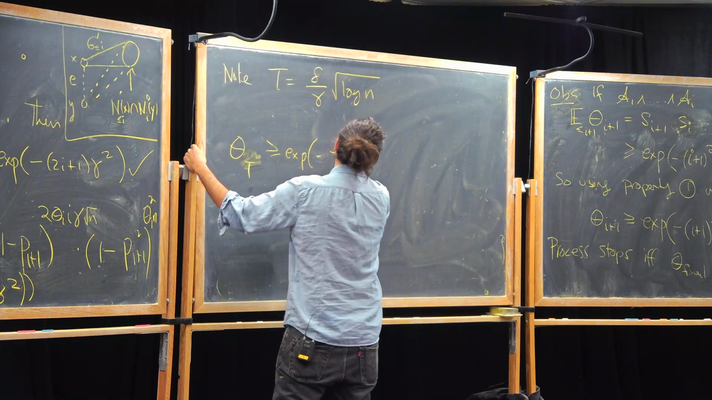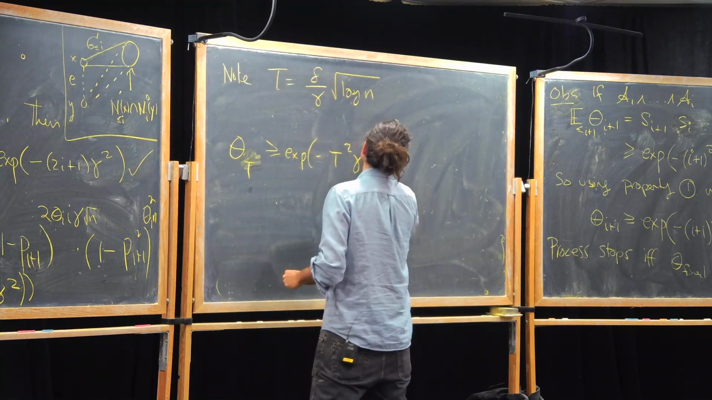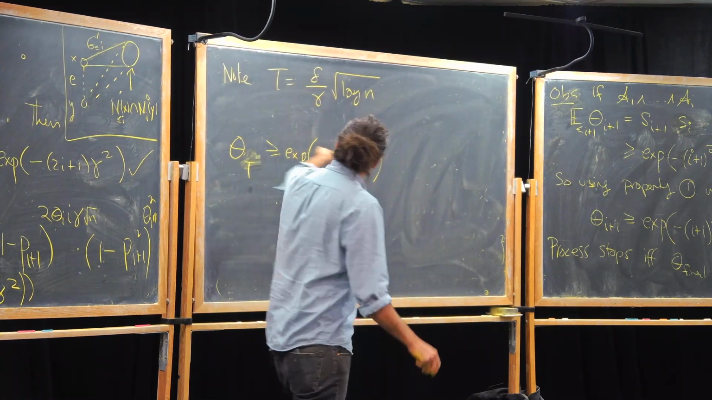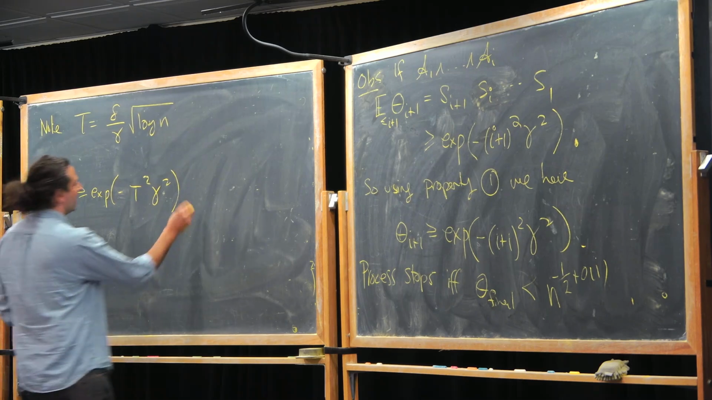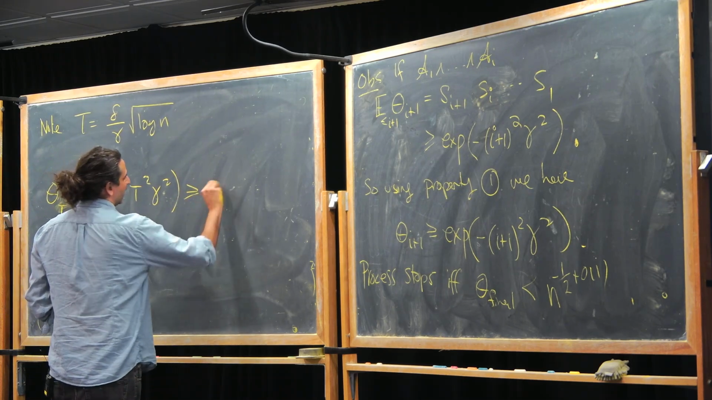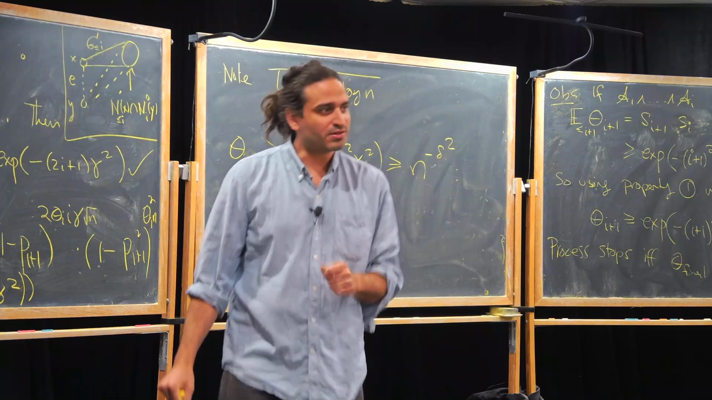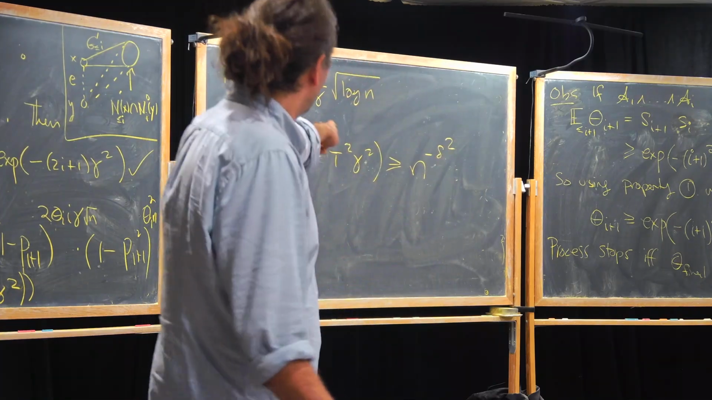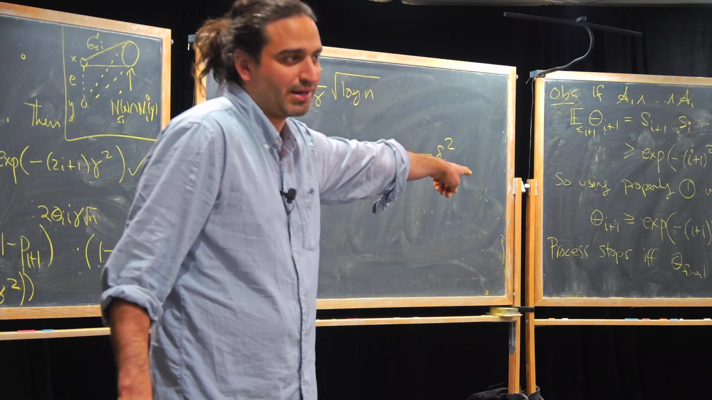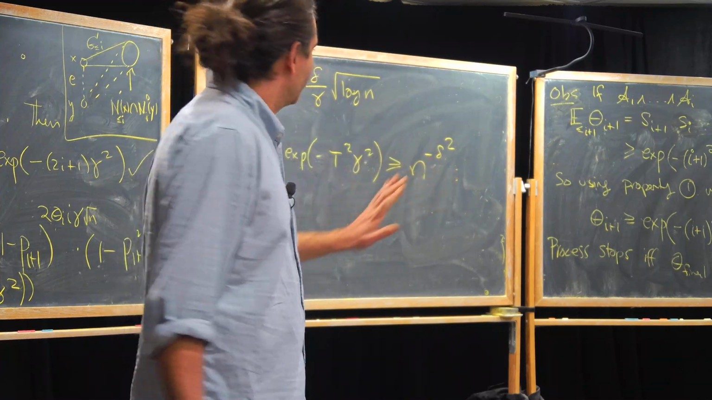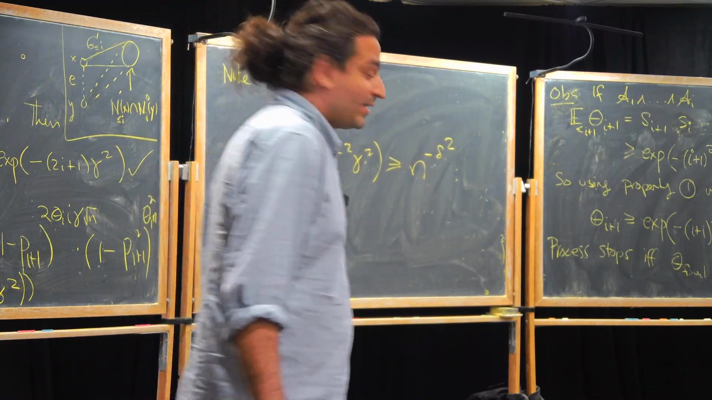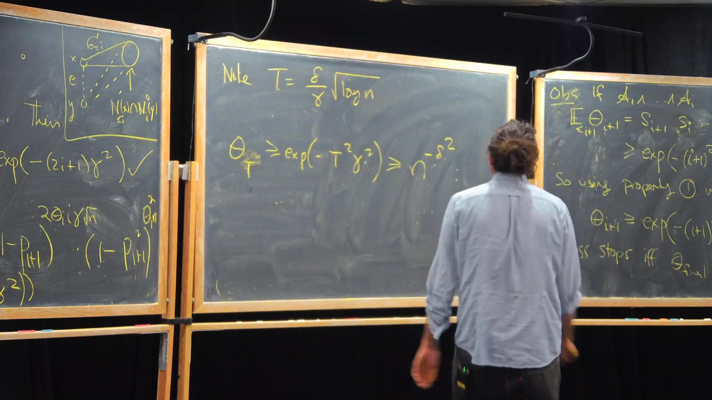This is basically t squared, gamma squared, which is just see how things cancel out. And this is basically n to the minus delta squared. Right, so for us, delta is going to be a small constant. So we're well away from that n to the minus a half business. So we're nice and happily running until time t.